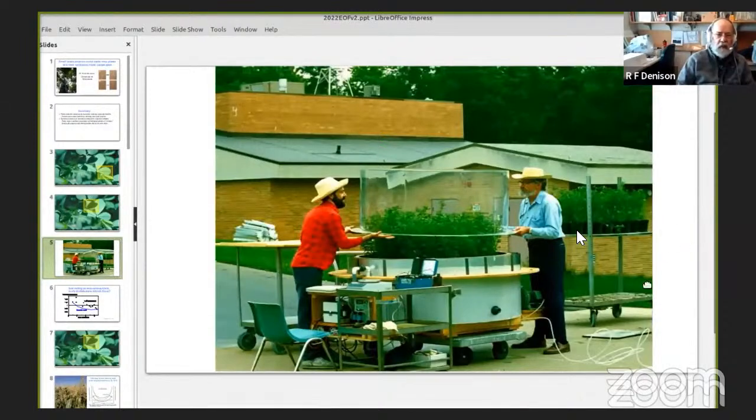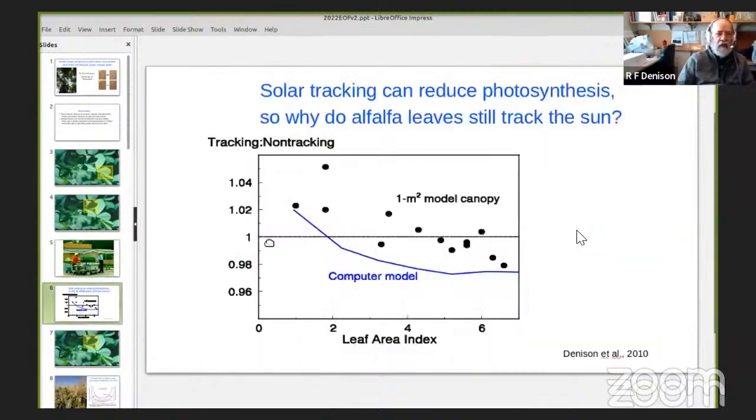And to answer that question, quite a few years ago, I designed an experiment. This is sort of what I look like now, but that's actually my father. That's me. And I designed an experiment where we could measure photosynthesis of a small community of plants, and we could either let them track the sun normally, or we could disrupt solar tracking by turning the system.